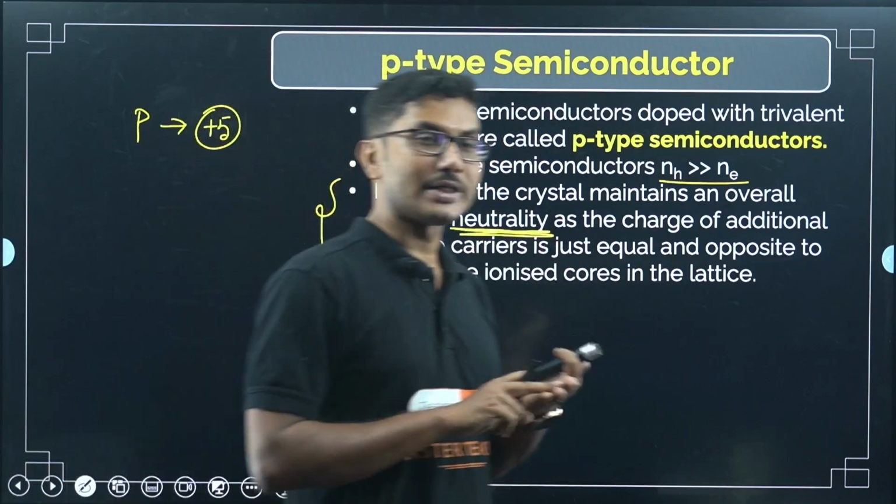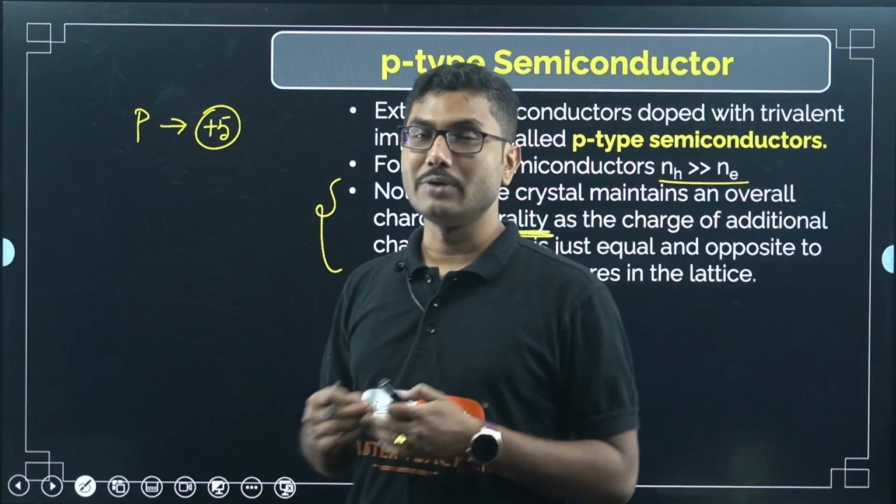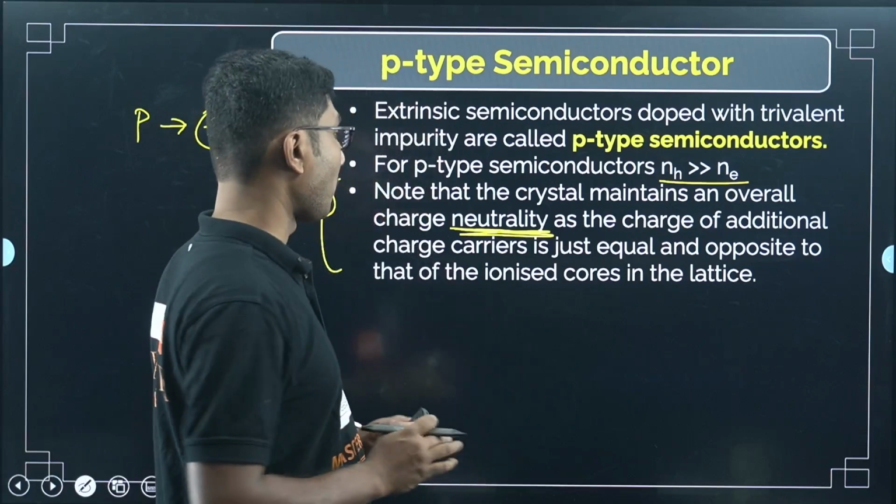So that is why if you touch a diode or if you touch a semiconductor, you will not get an electric shock, because they are electrically neutral. Very important. Okay.